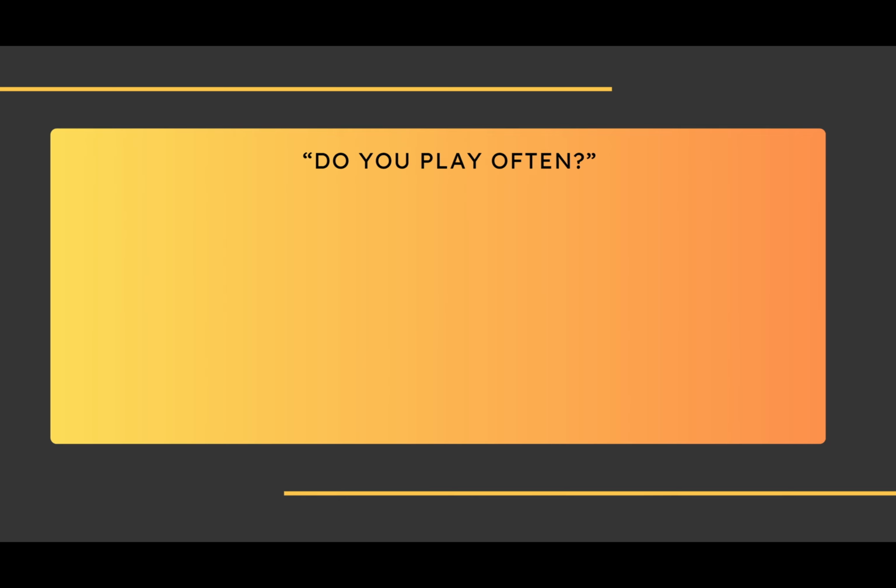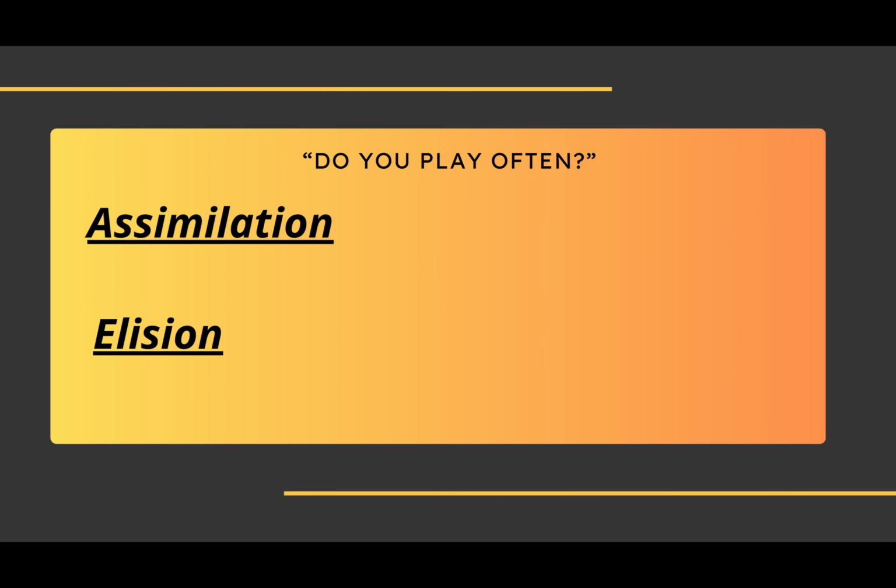As I mentioned before, connected speech is basically when words change or blend together when we speak in a normal conversation in order to sound more natural. So in this dialogue, we can find different types of connected speech. And in this sentence, we can find an example of assimilation and an example of elision. These are two types of connected speech.